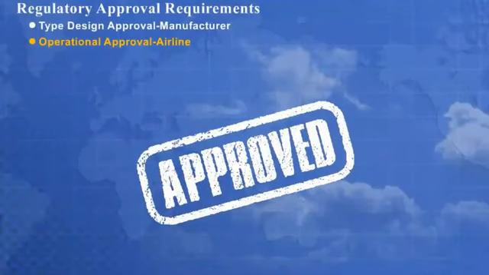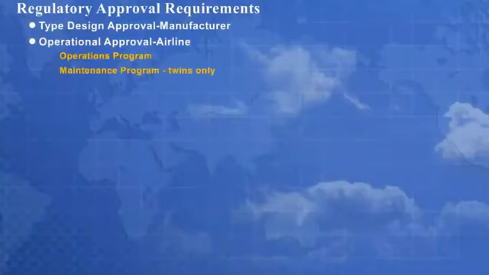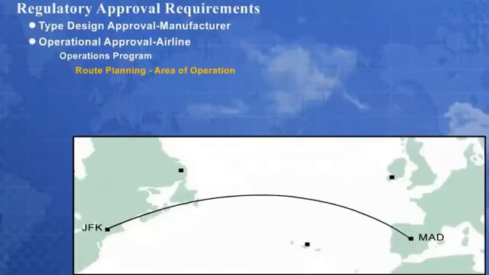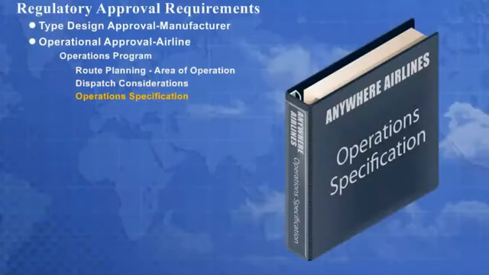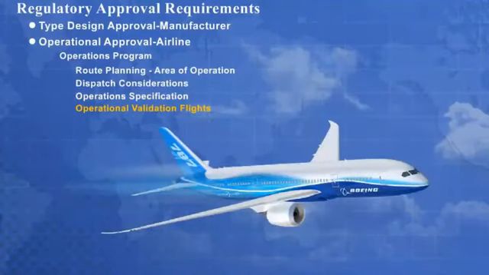To obtain operational approval, the airline must show that it has operational and maintenance programs which address ETOPS requirements. This includes additional training for flight crews and maintenance personnel. The airline ETOPS operations program must include route planning, dispatch considerations, and an operations specification authorizing ETOPS. One or more operational validation flights may also be required to obtain regulatory approval.